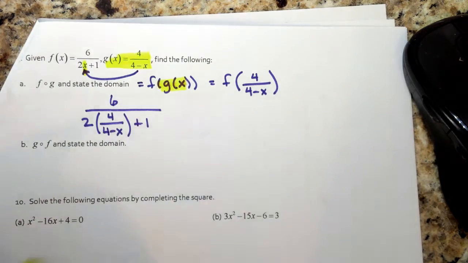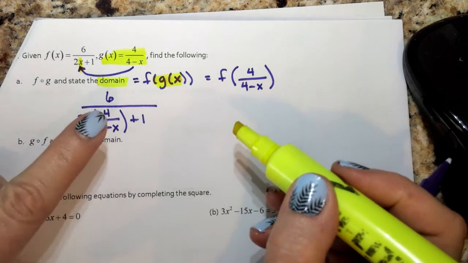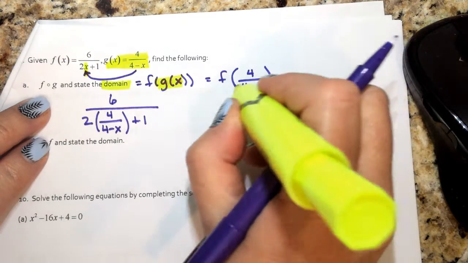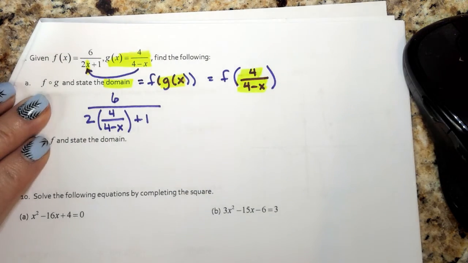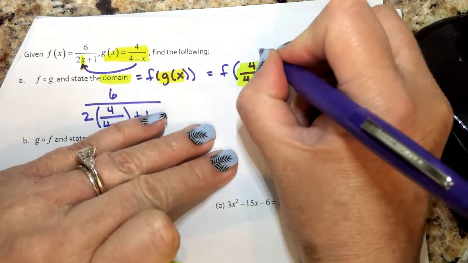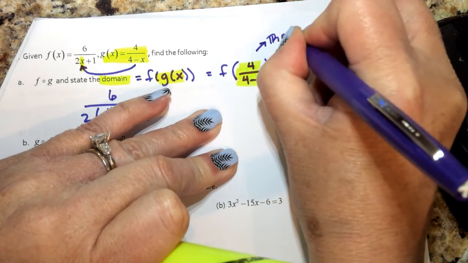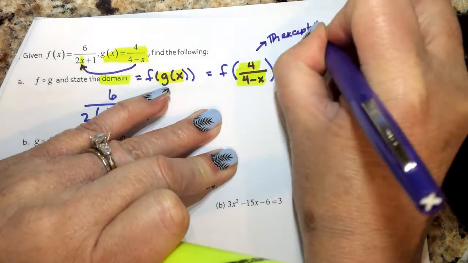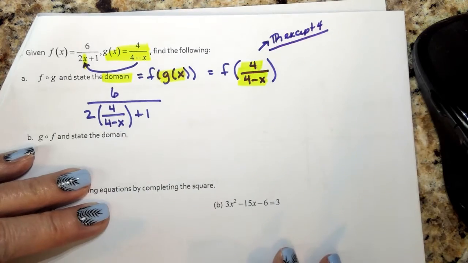Now when they talk about the domain when you're dealing with composition, you have to look at two places for the actual domain. You have to look at your input function and your final answer's domain. So the domain of this function, I know I can't have 0 in the denominator. It's going to be all real numbers except 4. So I cannot include 4 in the domain.